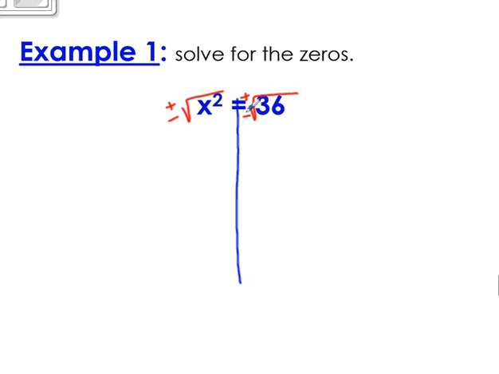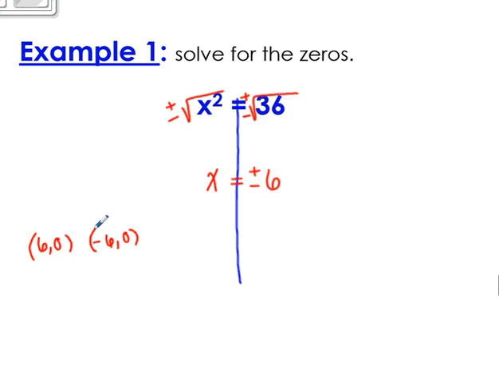When I take the square root of x squared, that's just x. Remember, I did that just to undo that square. And when I take the square root of 36, I should get 6. So my answer is positive 6 and negative 6. So when I talk about where it crosses the x-axis and my solutions, I'm talking about the points negative 6, 0 and positive 6, 0.